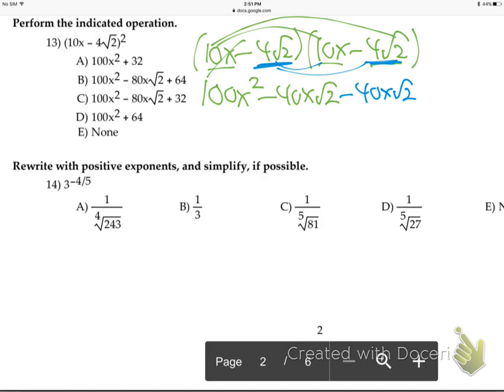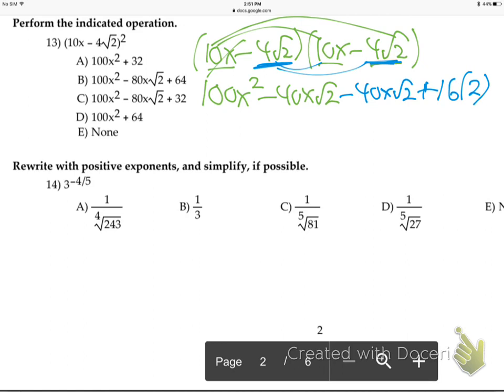And then now for the big deal. 4 root 2 times 4 root 2. First off, negative times negative, positive. 4 times 4, 16. Root 2 times root 2 is 2. It's going to be 32. You can make a root 4 if you want, but what is root 4? 2.